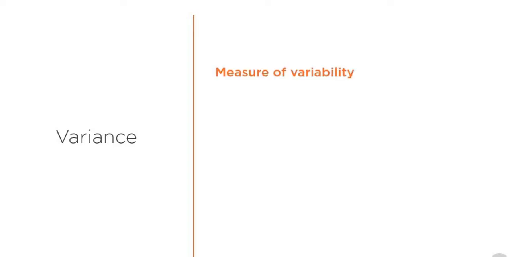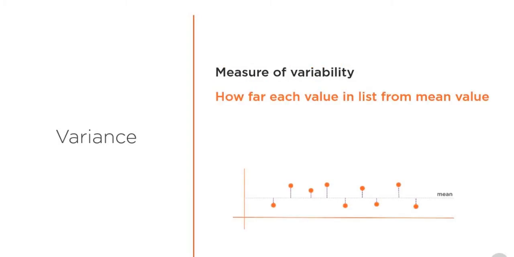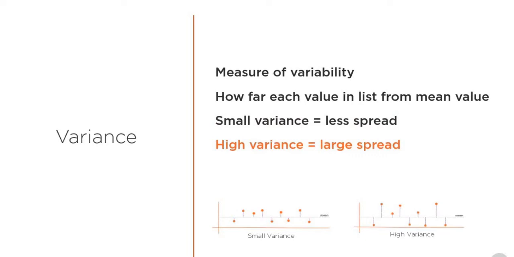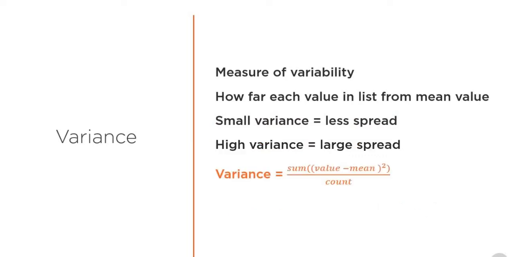Variance is a very important measure of data spread or variability. Variance shows how far each value in the list is from the mean value. So if the variance is small, then it means that the spread is less in your data, while high variance represents large spread. If you are interested in the actual calculation, then it is very straightforward.